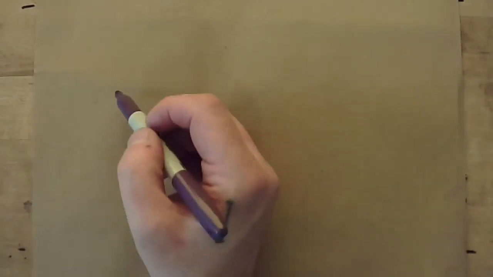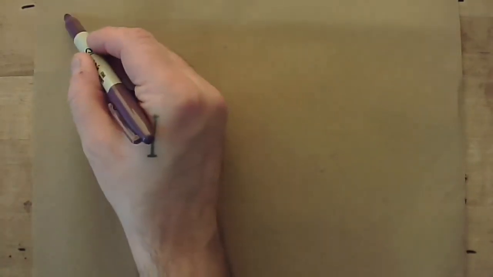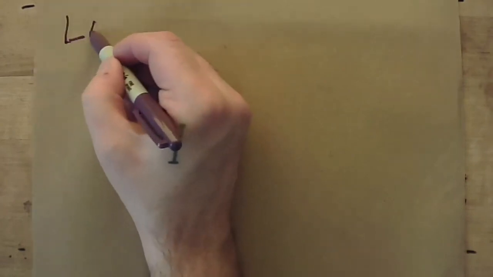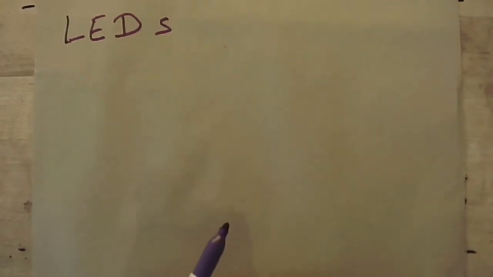All right, so we've talked about 5 volts. We've talked about voltage. We've talked about ground. We've talked about 0 volts. So now what we're going to do is we're going to look at how we control LEDs. But first, let's write down LEDs. Let's get into what an LED is real quick.